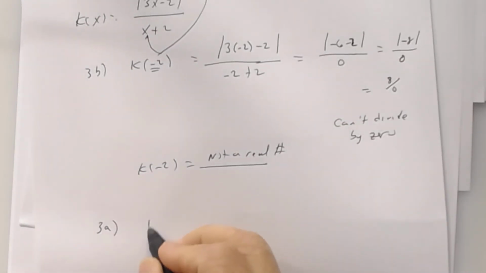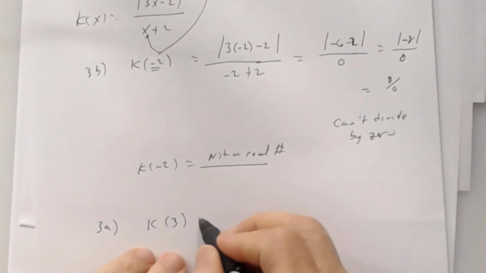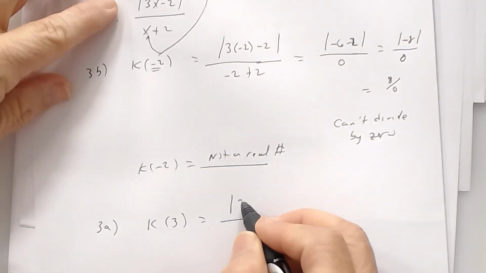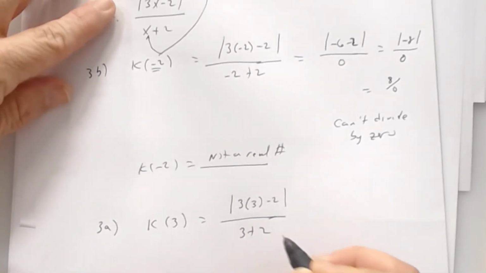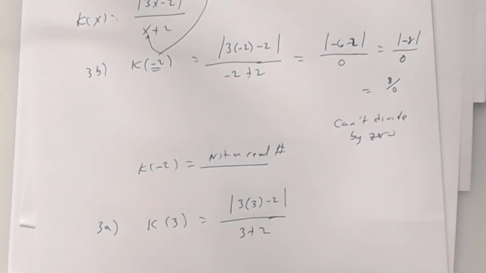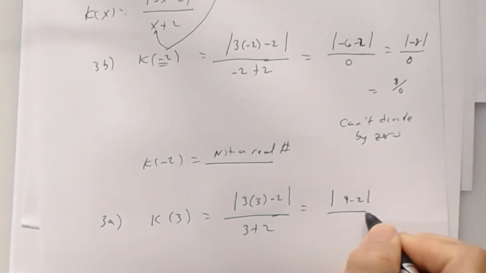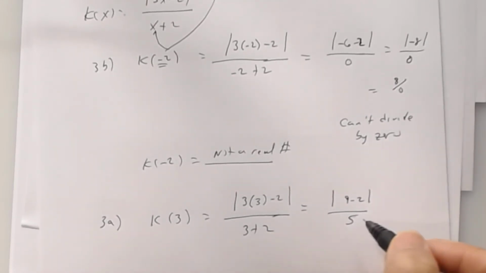In 3A, you want to substitute what number? 3. So wherever we see the variable x, what do I substitute? 3. So I get the absolute value of 3 times 3 minus 2, divided by 3 plus 2. Do you see what I did? Now look at the numerator. Inside the absolute value bars, what's 3 times 3? So I get the absolute value of 9 minus 2, divided by what number? 5. Notice I still have that absolute value bar.